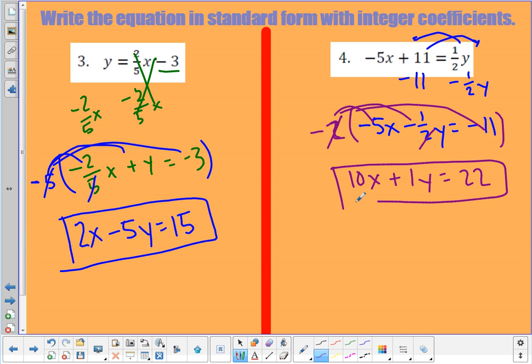Now you could do that in 2 different steps if you wanted to, if it helped you to break that up a little bit more. You could go through and multiply by the 2 just to get rid of the fraction, and then you could go through and multiply by a negative to get rid of that negative leading coefficient. That would work as well. I just did them together to save myself a step. Either way is fine.